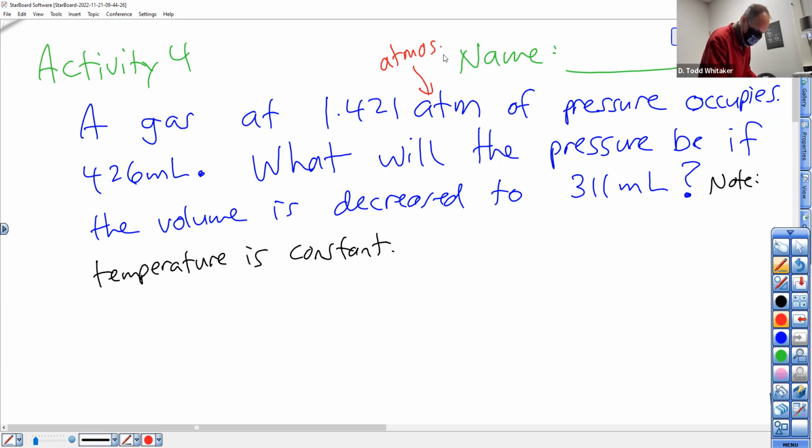Yes, you had to learn this in the lab. 1 ATM, that's one way to show pressure. Here's another way to show pressure: millimeters mercury. We can talk about that some other time.